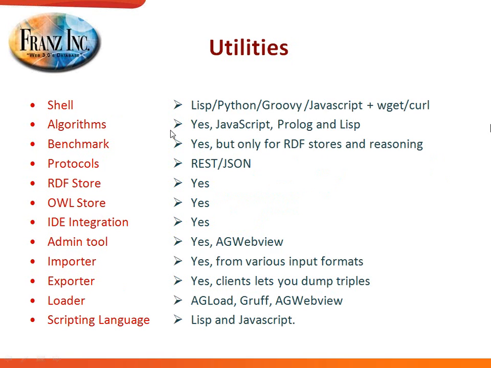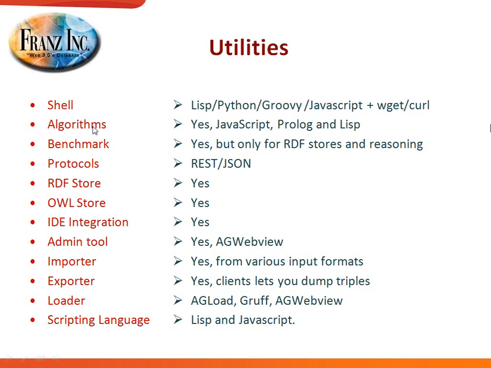If you want to use a shell with the triple store, you can go straight to Lisp, or you can start up a Python and use that as a skill. We have a Groovy interface, so you can, in Java, kind of step-by-step work with the triple store. And then I'll show you Jig, which is an in-server shell.